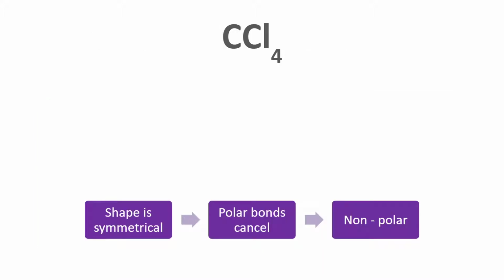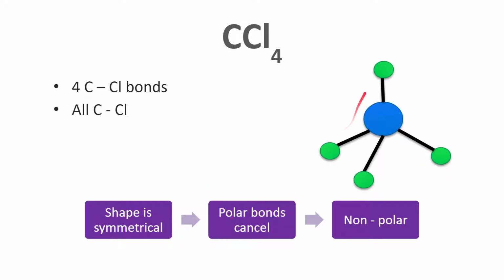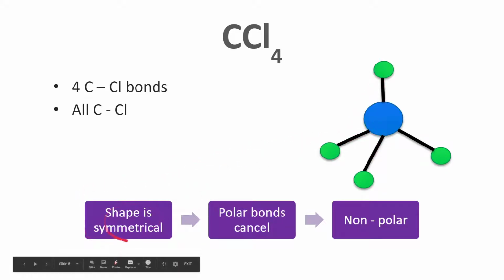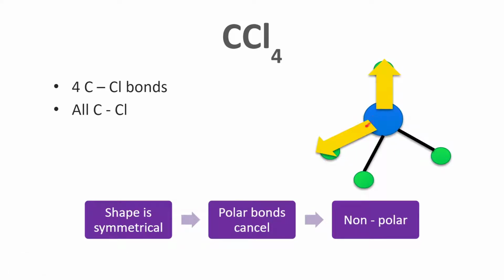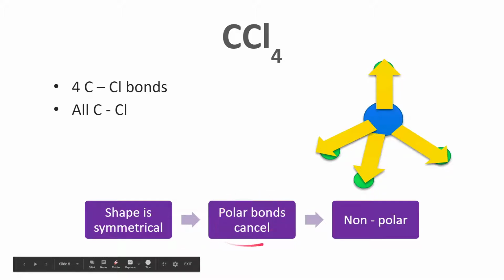But quick preview. Let's take something like carbon with 4 chlorines around it. We know it's got 4 carbon-chlorine bonds, and these are polar bonds. It looks like this. The shape's symmetrical, it's tetrahedral. All of the bonds are polar, with, remember, the arrow pointing to the more electronegative chlorines. But because the shape is symmetrical, the polar bonds cancel out, and so CCl4 is a non-polar molecule.